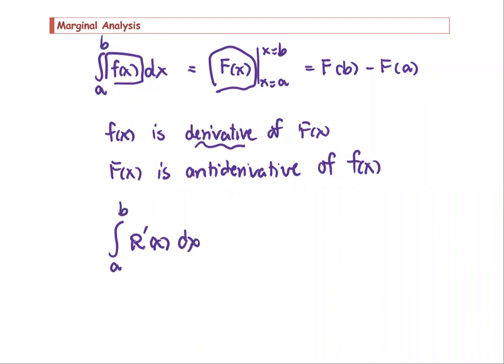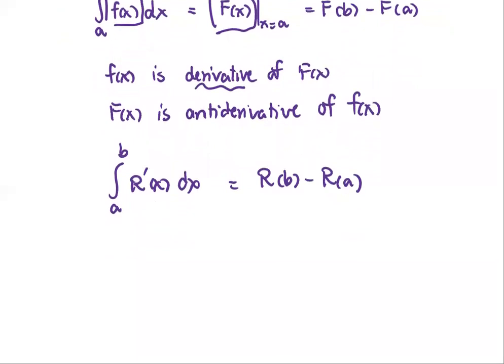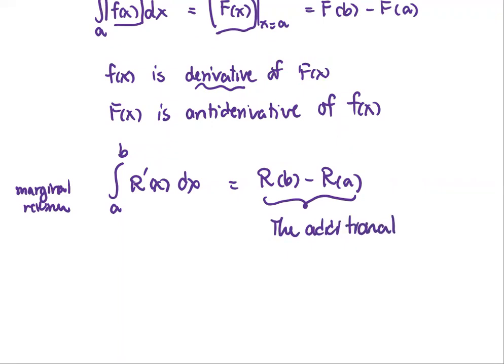from point A to point B is the difference of the revenue at B minus the revenue at A, which is the same as this one for the revenue. So marginal revenue, where the difference of the two revenues is the additional total revenue.